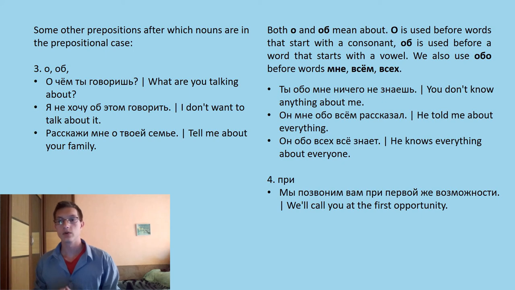Also, о and об are the same. It's just that we use о before words that start with a consonant and об before a word that starts with a vowel. We also use обо before words мне, всем, всех. For example, ты обо мне ничего не знаешь. Он мне обо всем рассказал. Он обо всех все знает. So the next preposition is при. Мы позвоним вам при первой же возможности.